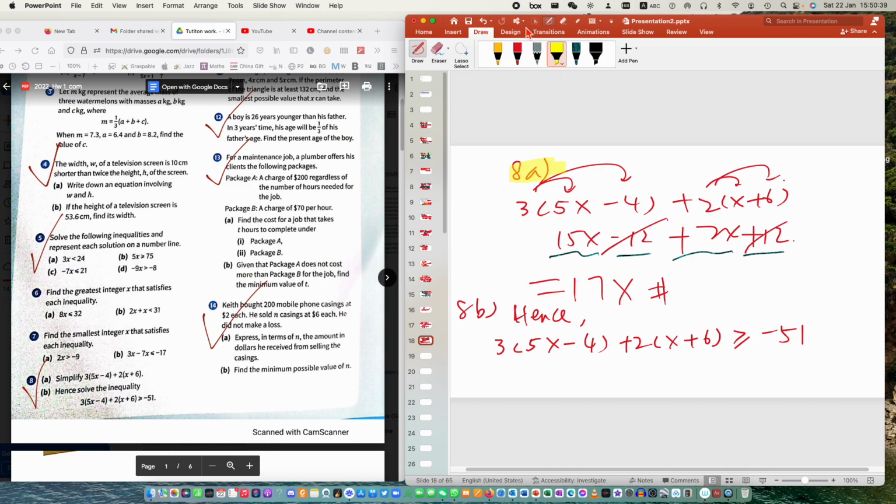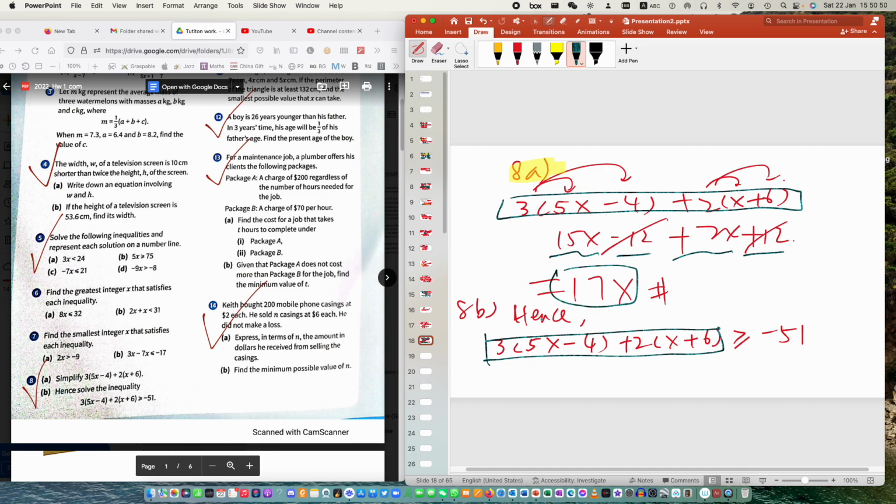So can you see that this whole thing is already reduced to 17x? So you just put 17x is bigger or equal to minus 51. So that's how you use hence. You don't have to redo. Understand? Did you redo? No. Okay, don't redo. Hence means make use of.